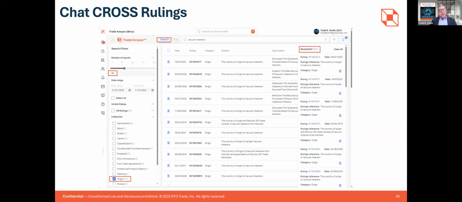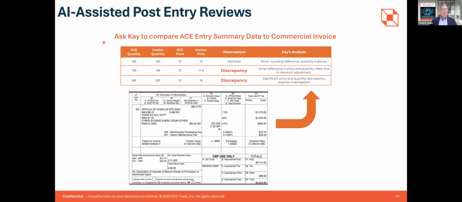We also have the ability to allow you to search the CROSS rulings, and this is not the keyword search that you're doing on CROSS now. This is a natural language semantic search, and this is a game changer when you're searching for rulings. It's hard to explain. You just got to get into it and start using it and see how helpful it is to have a natural language chat with CROSS rulings to help you in your research.